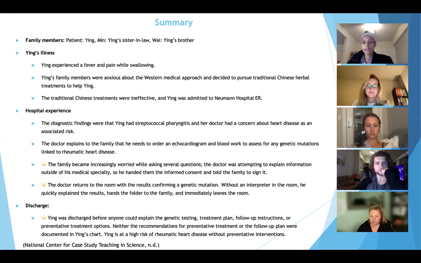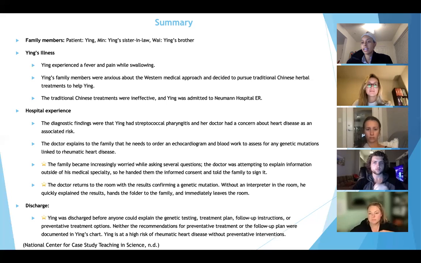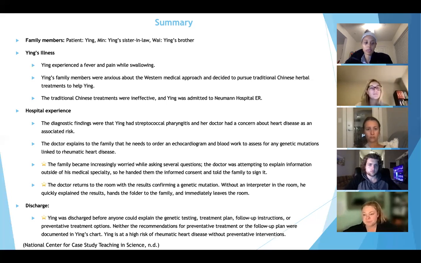So at this point, the family is already really nervous about trusting Western medicine instead of Chinese traditional medicine. And so they start asking a lot of questions, and the doctor is trying to explain, but the problem is a lot of this information is outside of his specialty. So he essentially gets flustered and just kind of shoves the informed consent to the family members, and they sign it. And in the context of this, there is a language barrier because the family has a Chinese background. And so the doctor is at a standstill with explaining it. So he kind of rushes through the informed consent.